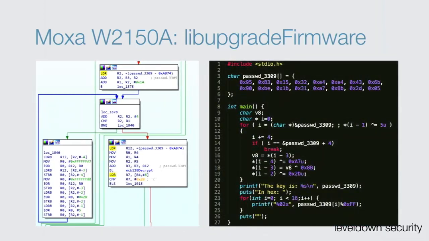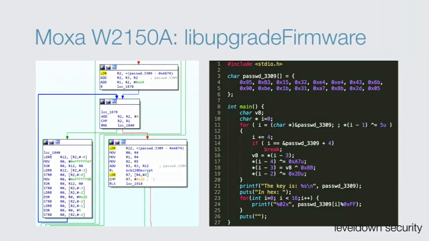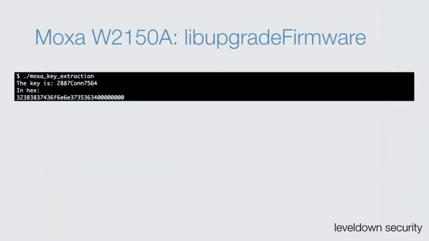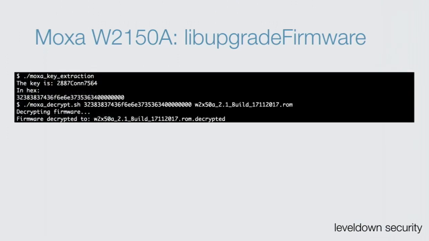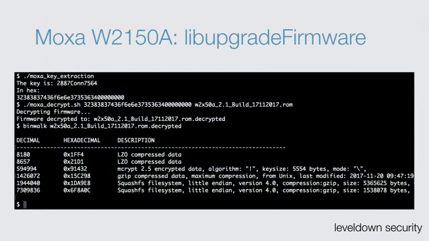And so I went ahead and basically implemented the whole thing that I saw in assembler in C and ran it, and sure enough, we got the full password, which is 2887con7564. And this, combined with a script I called Moxa decrypt, allows us to decrypt the full firmware, and we can run binwalk on it, and sure enough, we get the full decrypted firmware, including all compressed ranges, all squashfs file systems, the kernel, and so on.